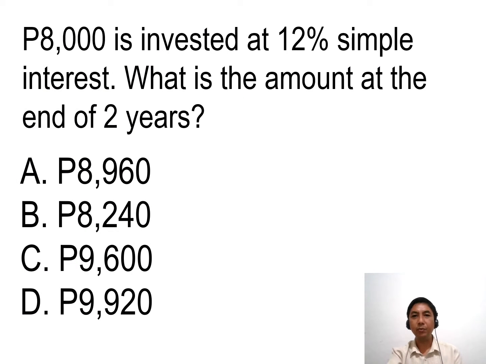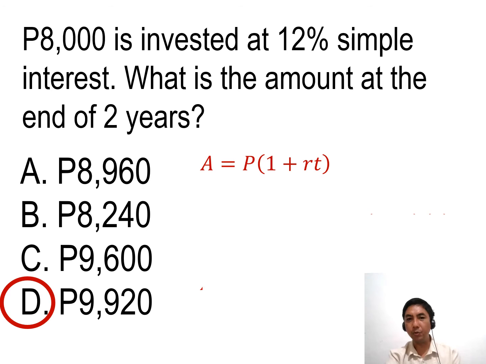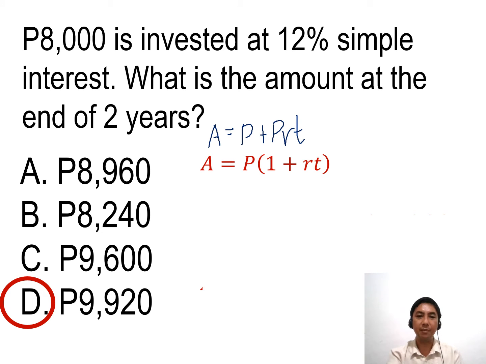8,000 is invested at 12% simple interest. What is the amount at the end of 2 years? So, the answer for this is letter D, 9,920. The formula that we are going to use is A equals P times the quantity 1 plus R times T. In fact, ang ibang libro, A equals P plus PRT. Okay? Parang distribute na yan, diretso. Okay, wherein of course, P is the principal amount and then yung A, yun yung magiging amount after na malagyan ng percent or ng interest.